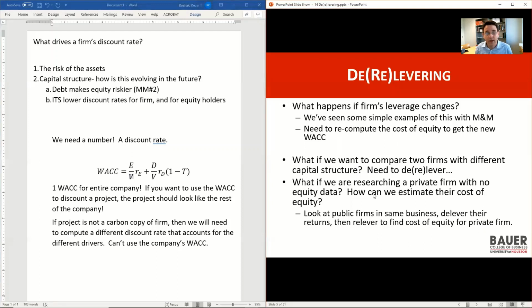Or suppose you don't have very good data on your company. If your company is private, say, or they just went public, so you can't calculate the beta on the equity, how can you calculate their WACC? How can you get an estimate of their equity discount rate? Well, you could look at firms in the same business, see what their discount rates are, and do this delevering and relevering business to learn about your company. Even though you have no data on your company, you can use data on other companies to learn about the company that you're interested in. That's all possible through this delevering and relevering process.